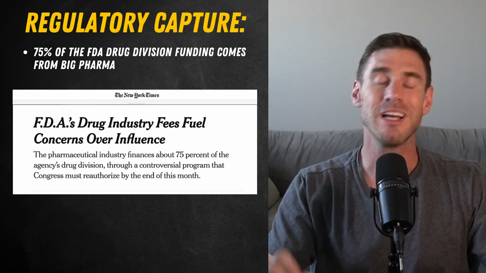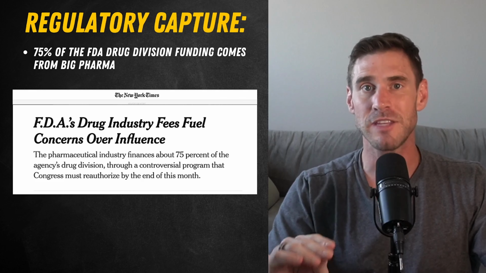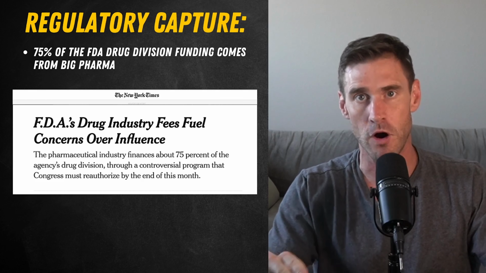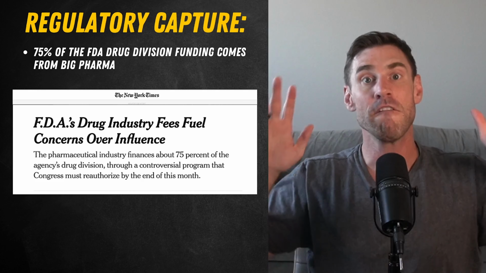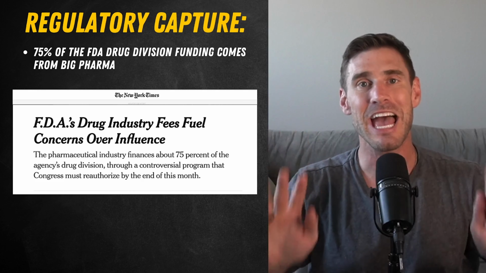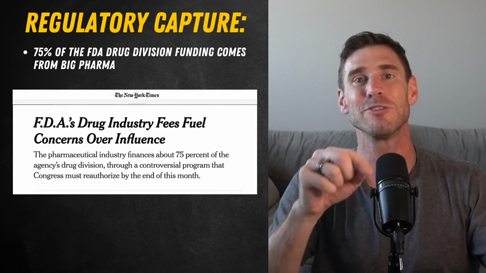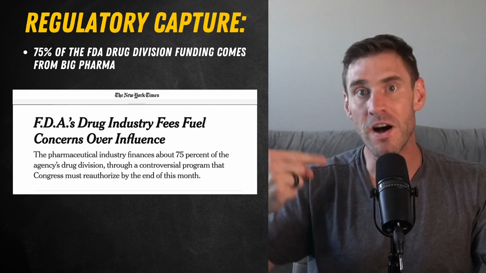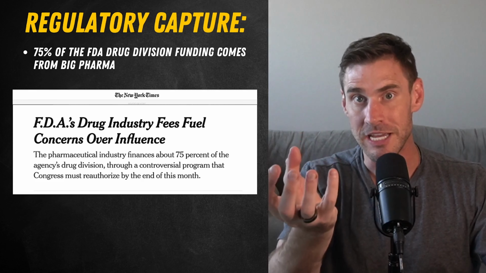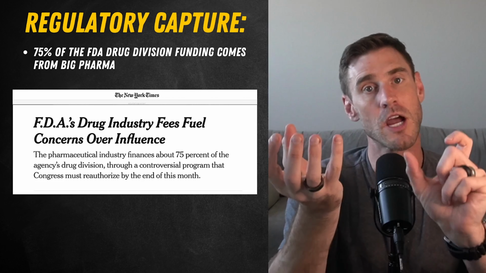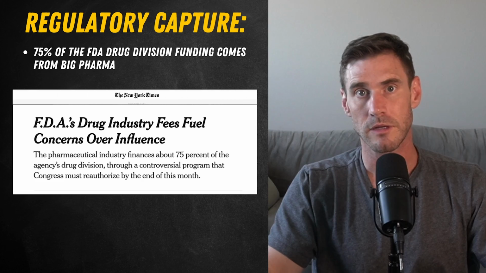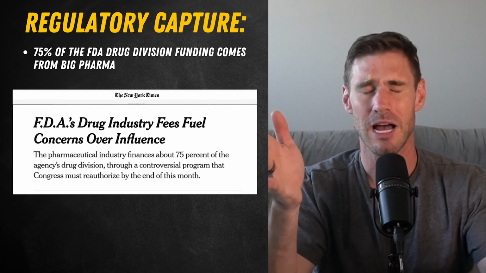So here's an example. 75% of the FDA, the Food and Drug Administration, drug division funding comes from big pharma. So big pharmaceutical companies fund the FDA. The FDA is who decides, is this drug safe? Is this drug legitimate? Is this going to hurt people? The funding for that agency comes from the companies that they're supposed to be regulating. That's real. And that's obviously a conflict of interest.